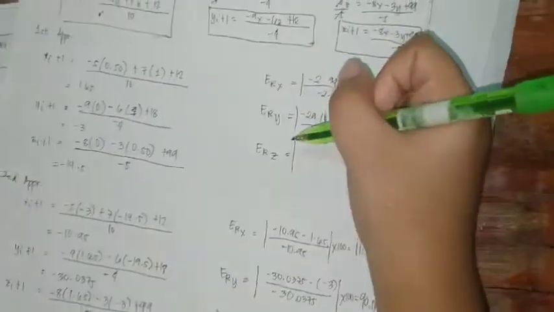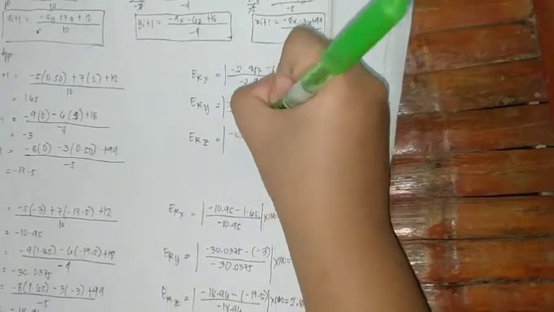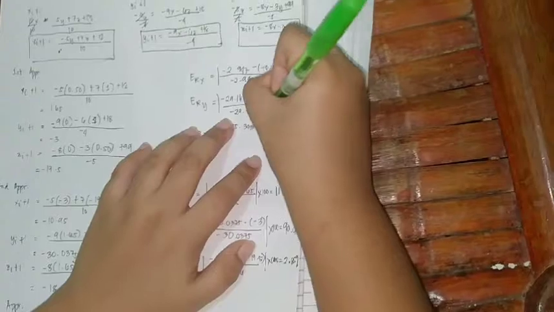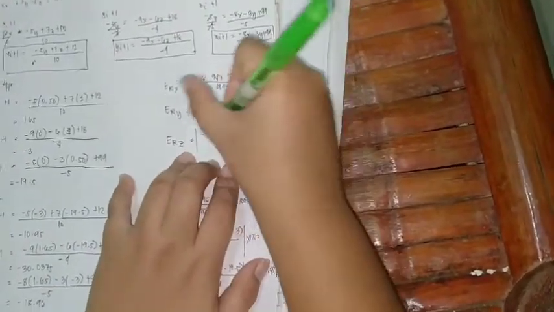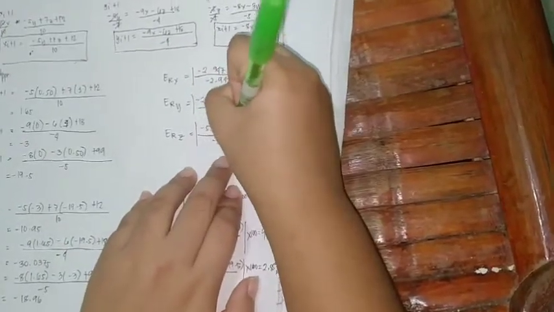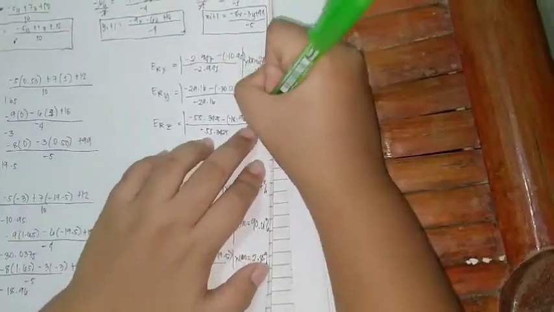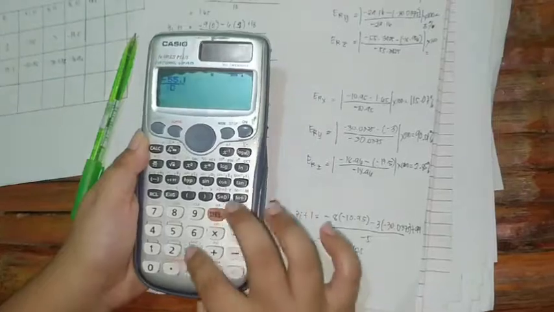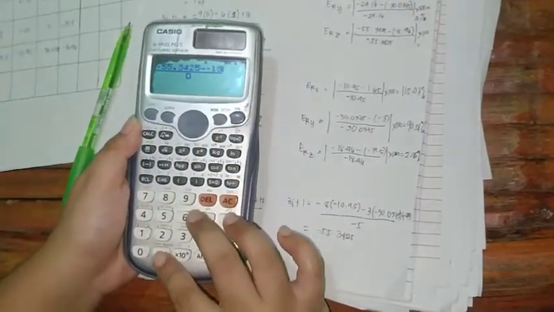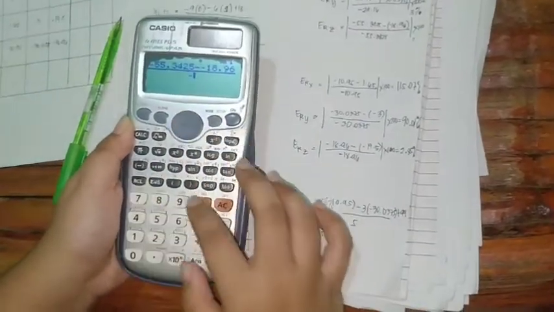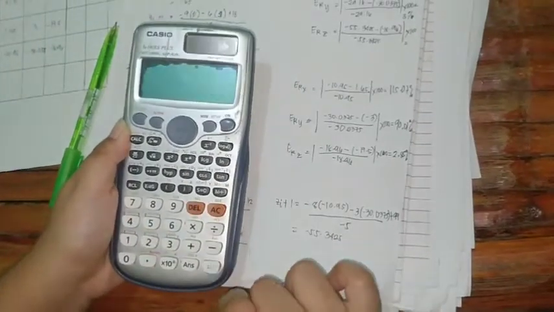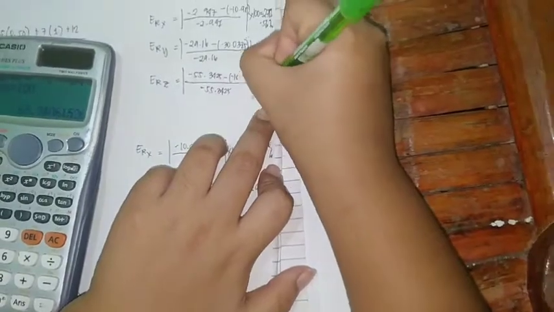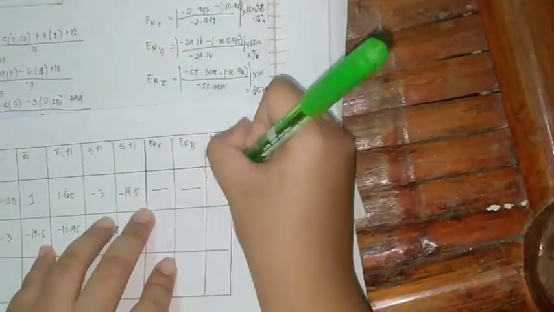Now for the relative error of z, we have negative 55.3425 minus negative 18.96, divided by negative 55.3425, times 100. So we have negative 55.3425 minus negative 18.96, divided by negative 55.3425, multiplied by 100. So we have 65.74%.